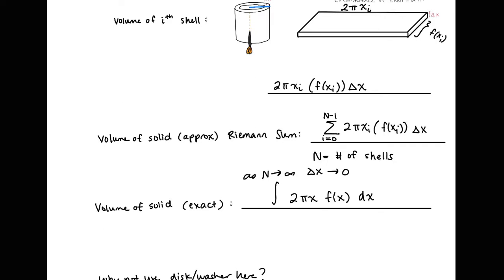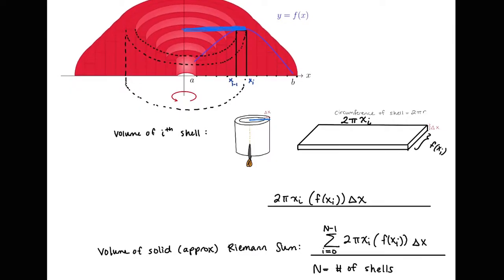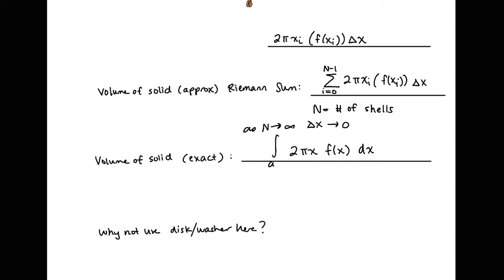And where are we cutting our shells from? Let's take a look at the picture. It looks like the shells are being sliced from a to b. Okay, so our volume of the solid exactly is given by the integral from a to b of 2 pi x times f of x.